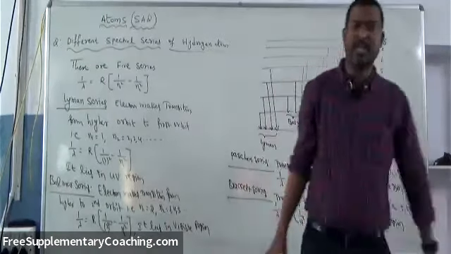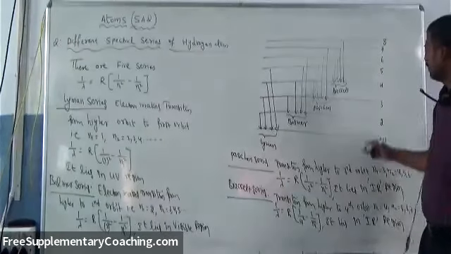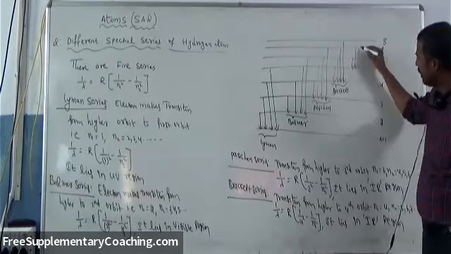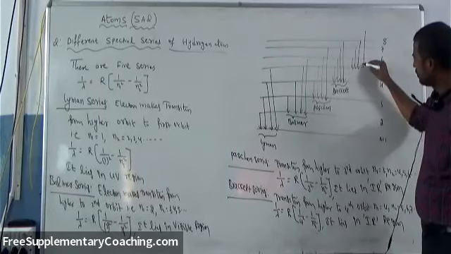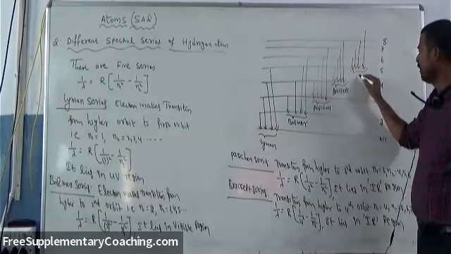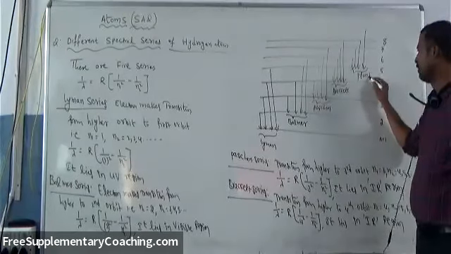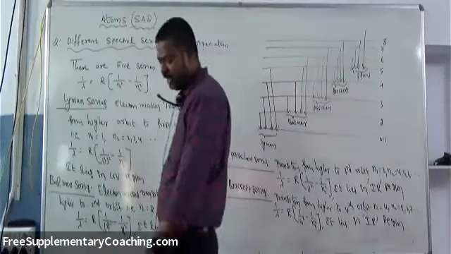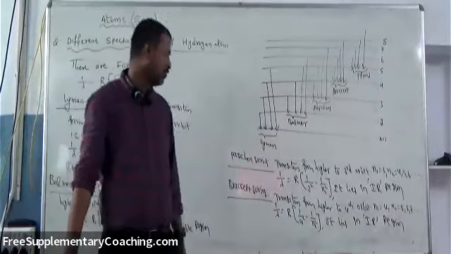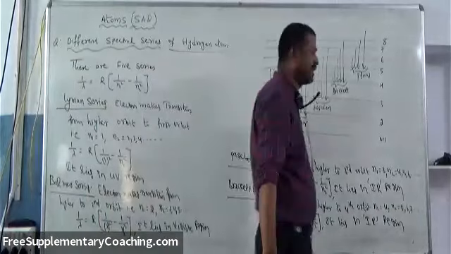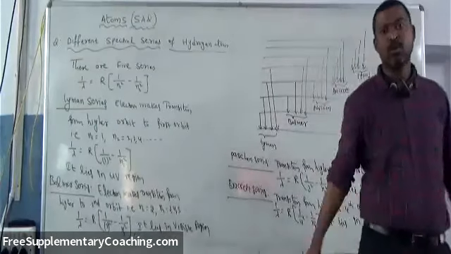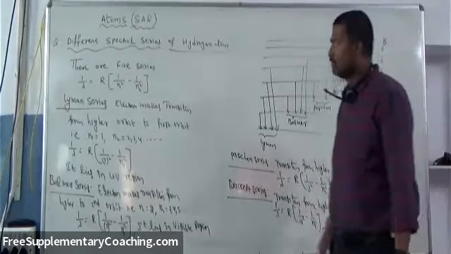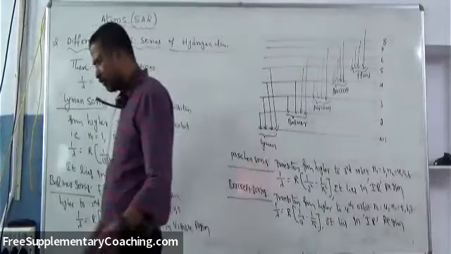Now the last one is simple. It makes the transition from higher to fifth state. Higher to fifth state, so this is called the Pfund series. Pfund series. Clear? So Pfund series means it makes a transition from higher to fifth orbit.